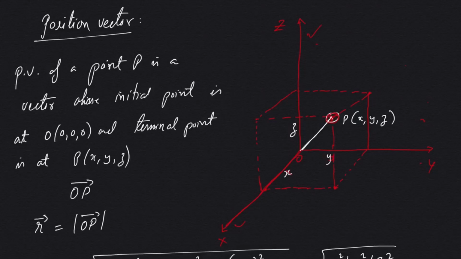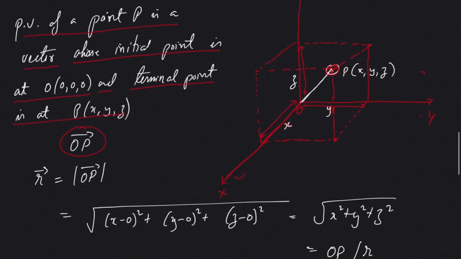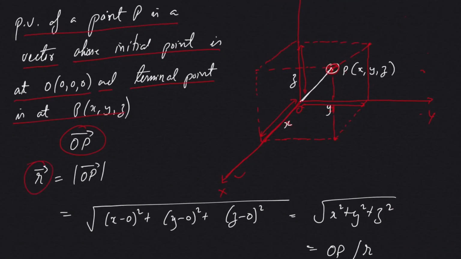So I've just drawn a point P, x, y, z, with respect to the x-axis, the y-axis, and the z-axis. The position vector for point P is a vector whose initial point is at the origin and terminal point is at the point P, denoted by vector OP. In other words, the displacement of the point P from the origin is called the position vector of the given point, denoted by the common letter vector R.